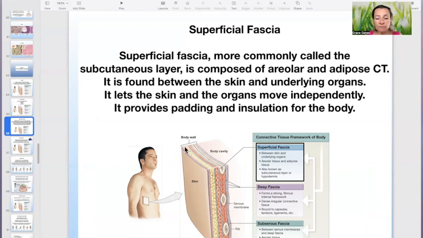And you see here in this picture, the superficial fascia or subcutaneous layer would be just under the skin, and it would be shown here as this yellow layer because of the predominance of adipose connective tissue mixed in with areolar connective tissue in this layer of fascia.